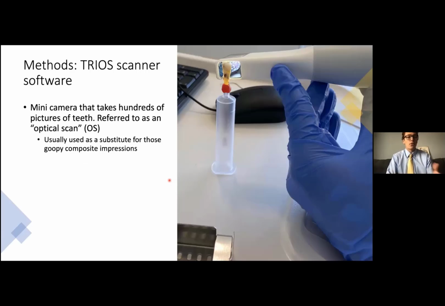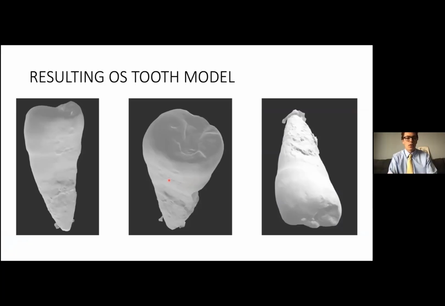And so the first thing that we needed to do was create a standard for our CT models. And to do that, we used the Trio scanner software in the dental school. This is my hand on the right with the mini camera. It just takes hundreds of pictures of the teeth, and this is referred to as an optical scan or a digital impression technique. It's usually used as a substitute for those goopy composite compressions that make everybody want to throw up. But we used it to make these models here.